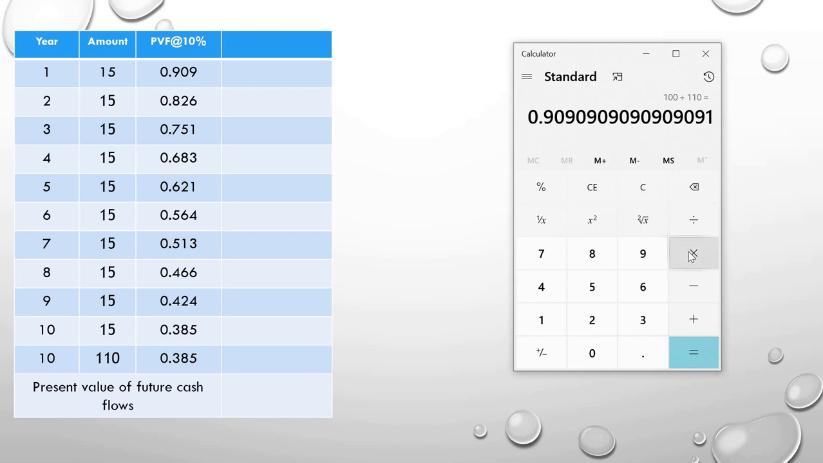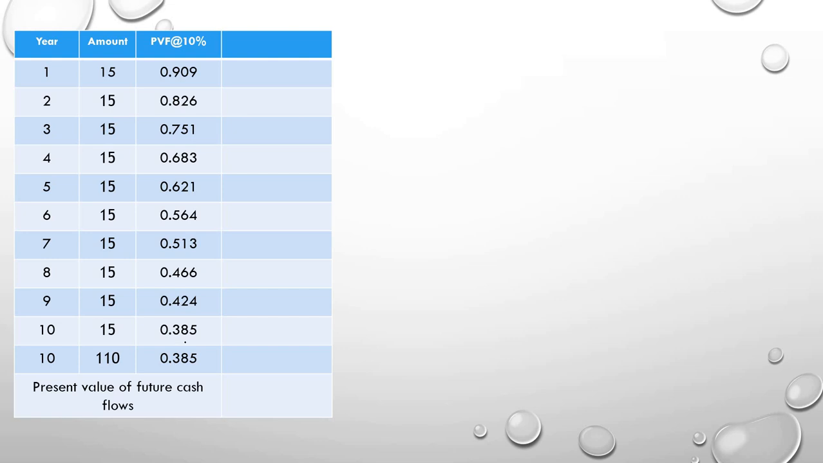Now you have to just press multiply once and then equals to. Second factor is 0.826. Third factor, just press one time more, is 0.751 and again equals to 0.683, 0.621, 0.564, 0.513, 0.466, 0.424, 0.385. So since the present value factor at the end of 10th year is 0.385, at the end of 10th year, whether I am paying the interest or the redeemable value, my present value factor remains same.